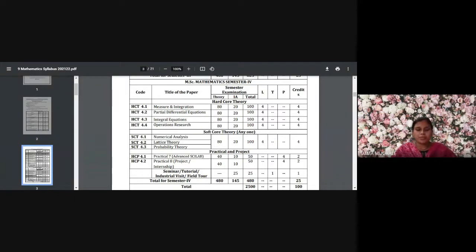This project work means what? We are going to give you some topics. We are going to prepare the groups. Rather, we will allow you to prepare the groups.